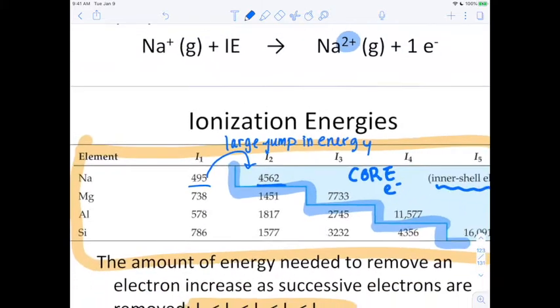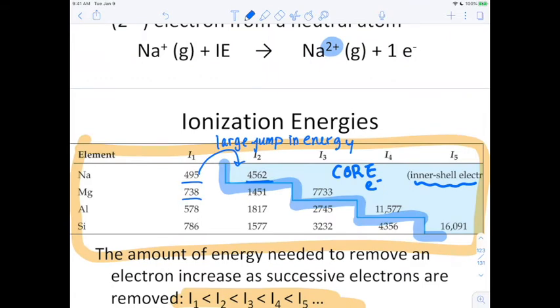a core electron. For magnesium, 738 kilojoules to start with, and then around twice that much for the next one, 1,451. But if you want to reach into its core and steal a third electron, here is the large jump. So again, when you reach into the core, you'll see a huge jump in the ionization energy.